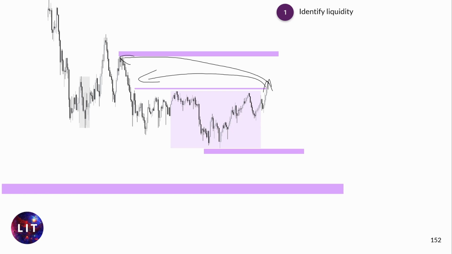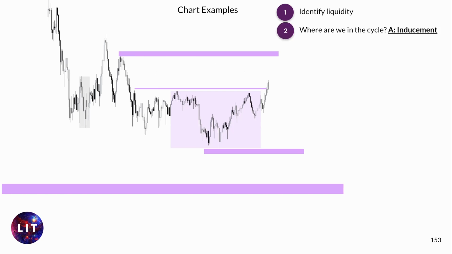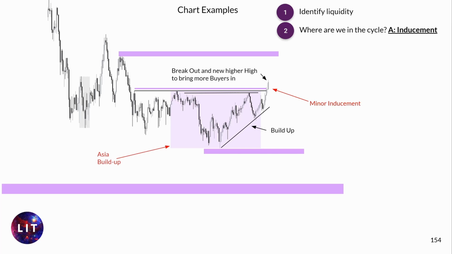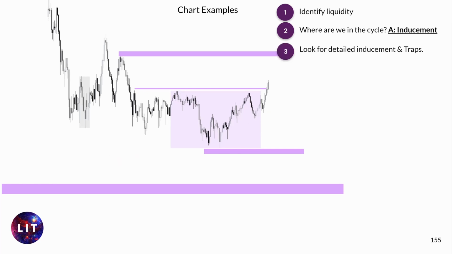So that's what we're doing. We cover the liquidity in here. Next step would be, where are we in the cycle? We cover where we are in the cycle. So of course we look for a better inducement. Now we're having only a minor inducement, right? So we're seeing, okay, we're having Asia build-up, we're having a minor inducement at this point. So breakout, new high, just the internal stuff as we showed like 10 million times at this point. Same stuff, so minor inducement. And now we look for a detailed inducement and traps to the left, right? So now we need to include the structure to the left a little bit more in order to actually find out the reversal point properly.